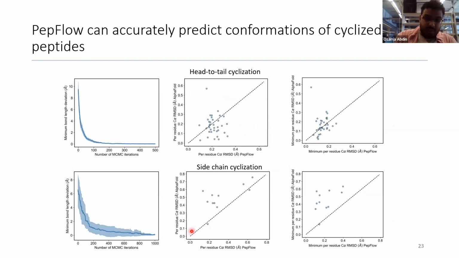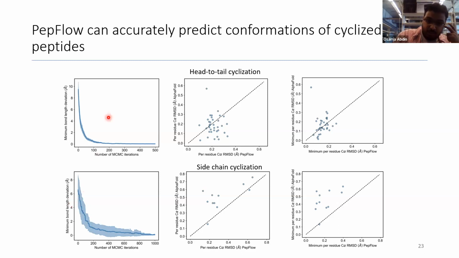Overall, we found that within a reasonable number of MCMC steps, we could consistently generate conformations that have the desired bond lengths. The test set was divided into two different sets: things that are head-to-tail cyclized, so you'd have the N-terminal nitrogen covalently bound to the C-terminal carboxyl, and things that have side chain cyclization, so you'd have an atom in the side chain covalently bonded to another atom in the peptide.